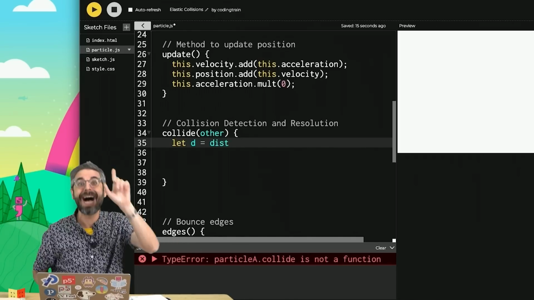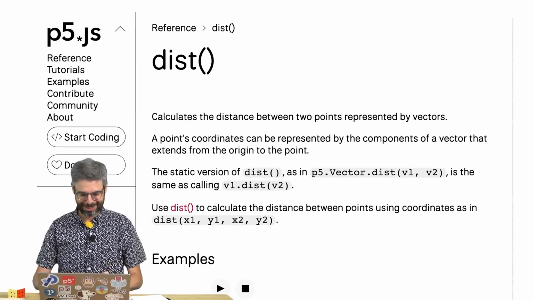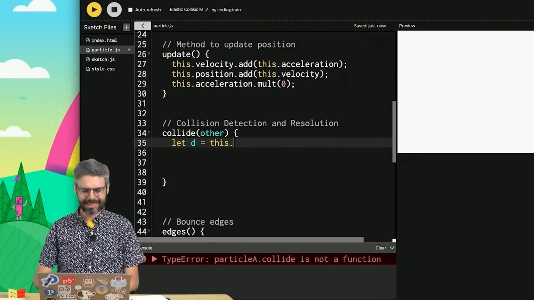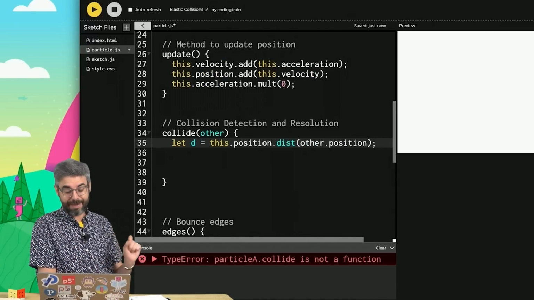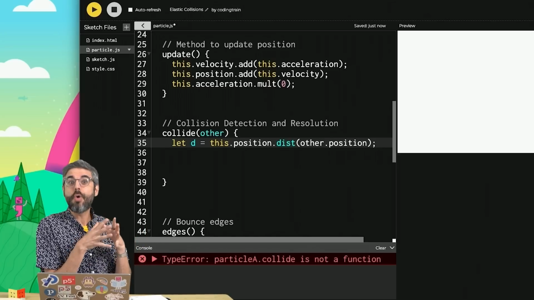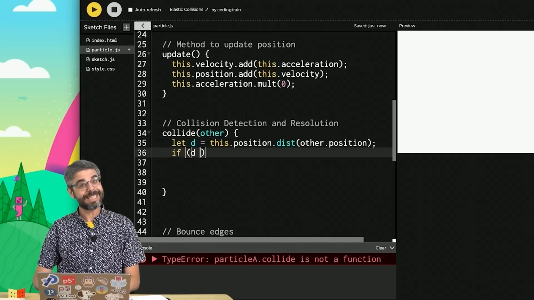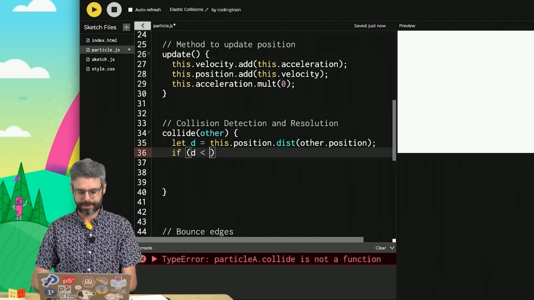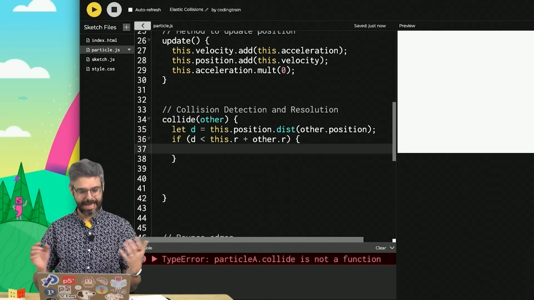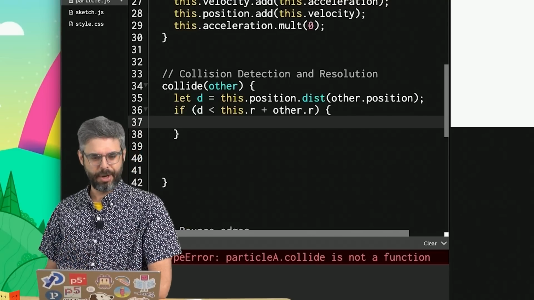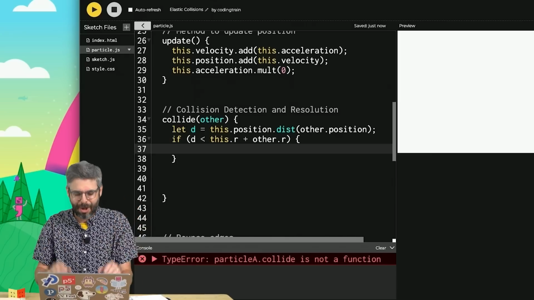So what do I need first? Distance. There's a vector function in p5. I can say this.position.dist(other.position). I'm pretty sure that will give me the distance between two vectors. If that distance is less than what? this.r plus other.r, then what should we do just to know that it's working? Let's just console log something.